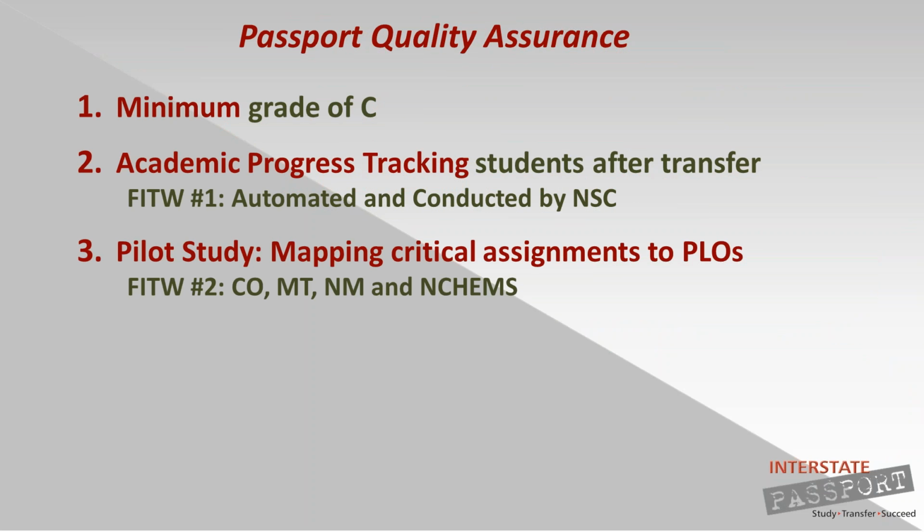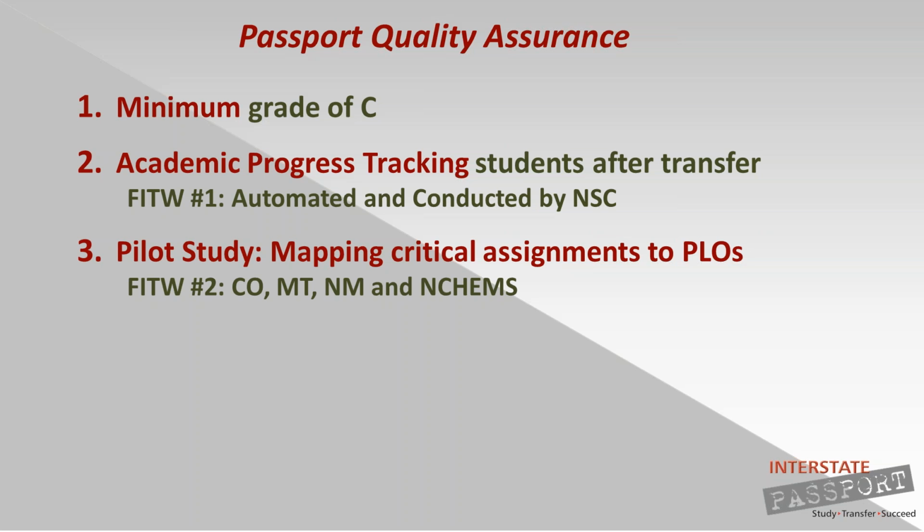I want to now move on to the quality assurance pieces of the passport mapping pilot. The passport mapping pilot addresses one of the quality assurance pieces of the passport. The passport has 5 different quality assurance pieces. One is that for every course the student takes, the student must complete the course with a minimum grade of C. There is also an academic progress tracking piece.